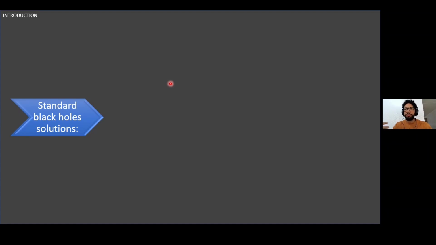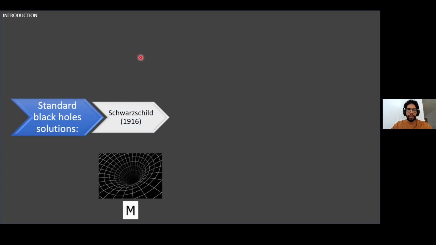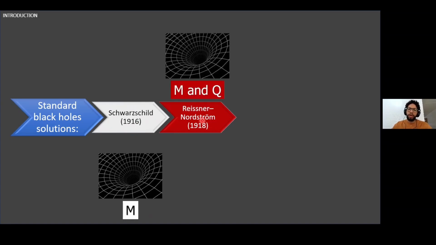Mathematically, black holes can be described by solutions of the field equations of the theory of general relativity. Some of those solutions are known as the standard black hole solutions. The first standard black hole solution was obtained by Schwarzschild in 1916, and describes a static black hole completely characterized by its mass. We also have the so-called Reissner-Nordström black hole solution. This solution describes a static, electrically charged black hole. That is, the solution is completely characterized by its mass and the electric charge of the black hole.